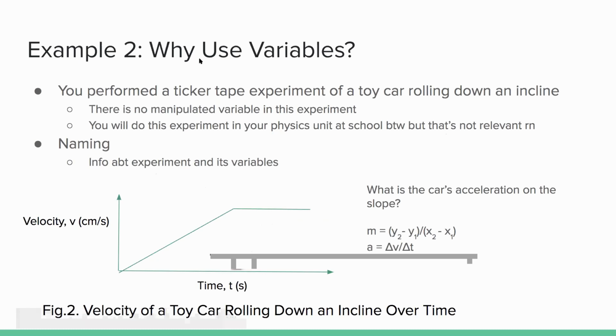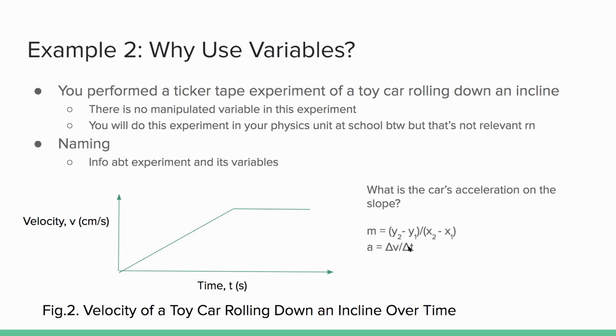So why do we need to use variables? Here I've given a scenario where you perform a ticker-tape experiment, which is something you will do in physics in Science 10. Ticker-tape is something used to record the speed of an object or the acceleration of an object, but that's not important yet. So you're performing a ticker-tape experiment of a toy car rolling down an incline.